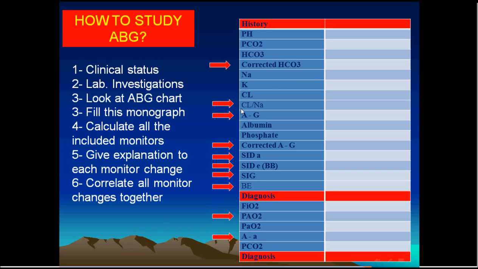And then start to calculate these monitors we have discussed before: corrected bicarbonate, chloride-sodium ratio, anion gap, corrected anion gap, strong ion difference, buffer base, strong ion gap, base excess or deficit, alveolar oxygen, and then the alveolar gradient. From these data, you'll start to discuss alone, keeping in mind the anticipated problem.